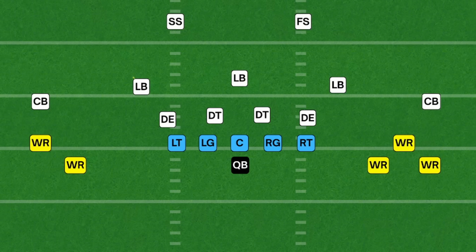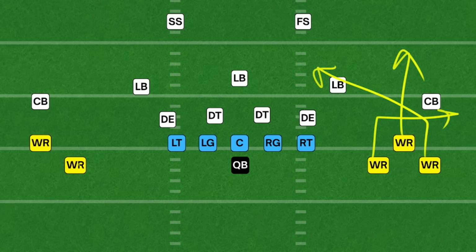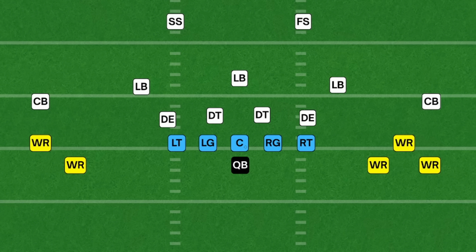The mathematics are simple. 5 receivers running routes means 5 potential completions. Even if the defense covers 4 perfectly, someone's probably open. The formation puts enormous pressure on defenses. They need to cover 5 receivers with 5 defensive backs, which usually means bringing in their dime package. But with no running threat, they can focus entirely on pass coverage.